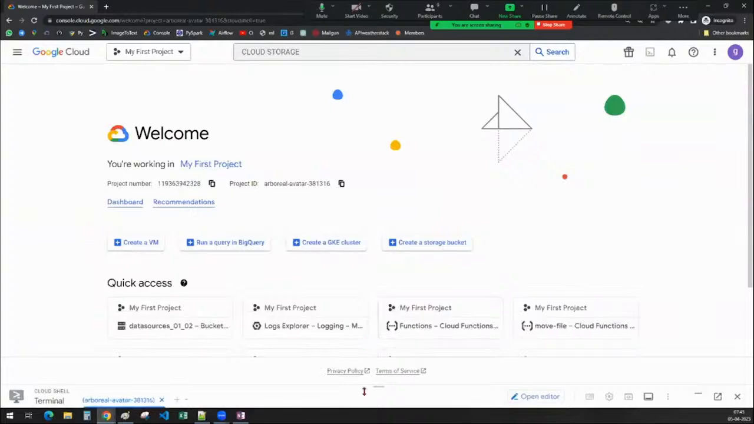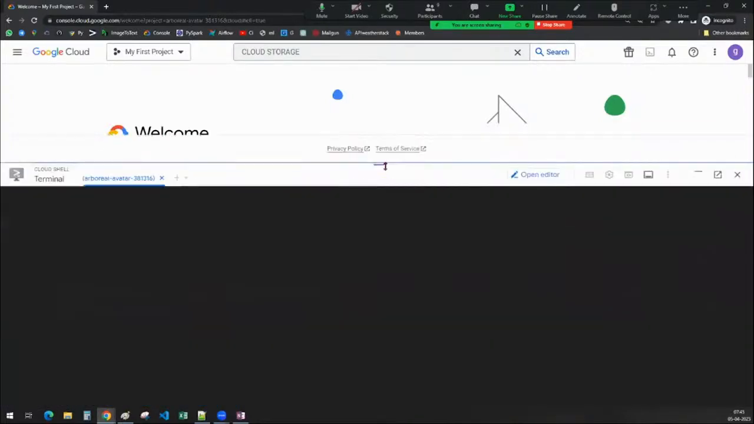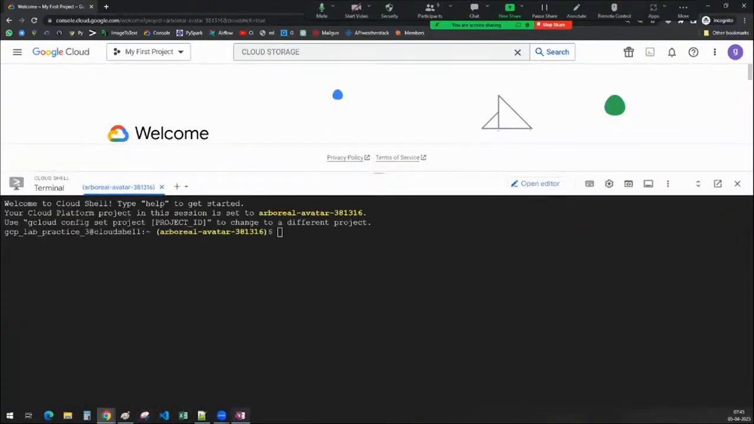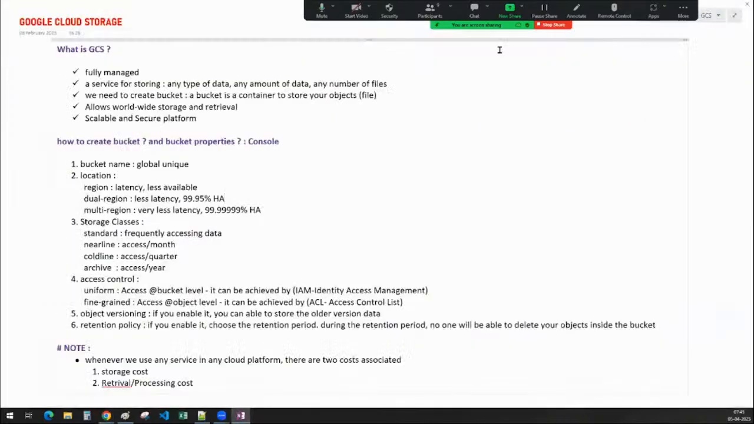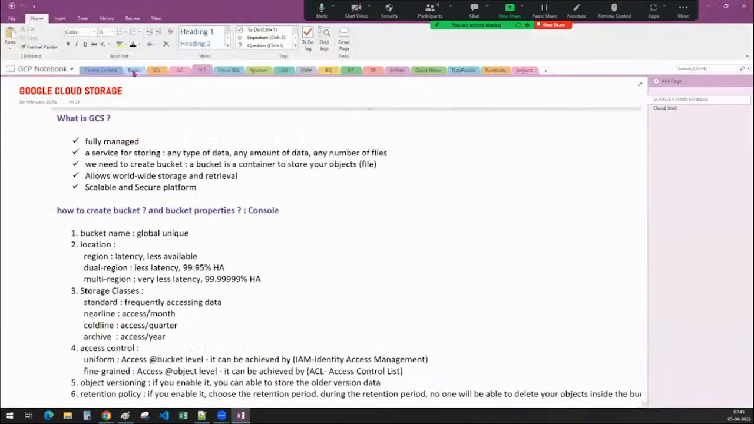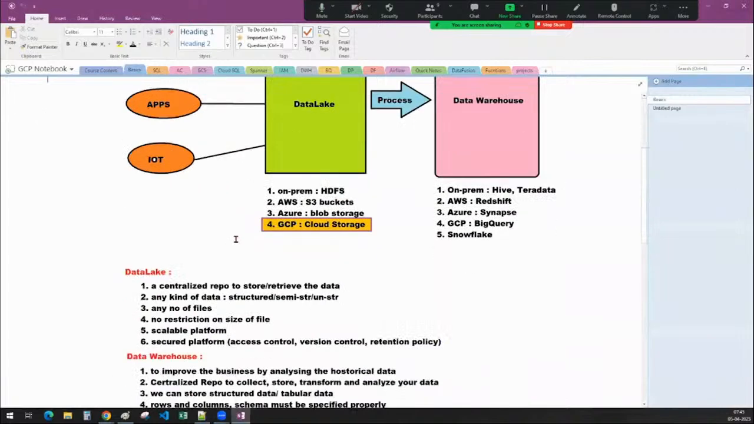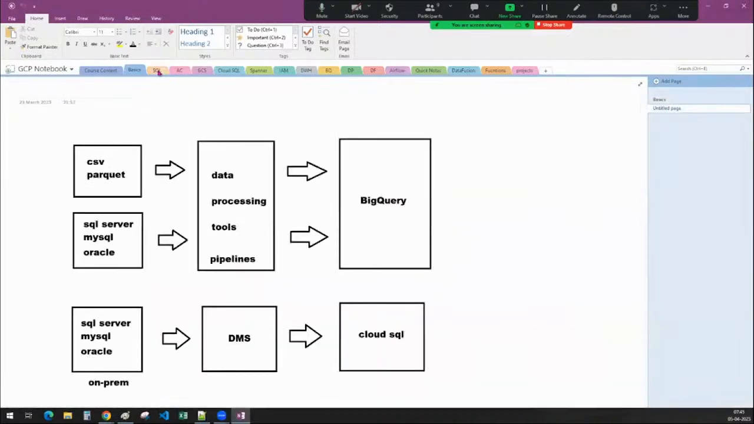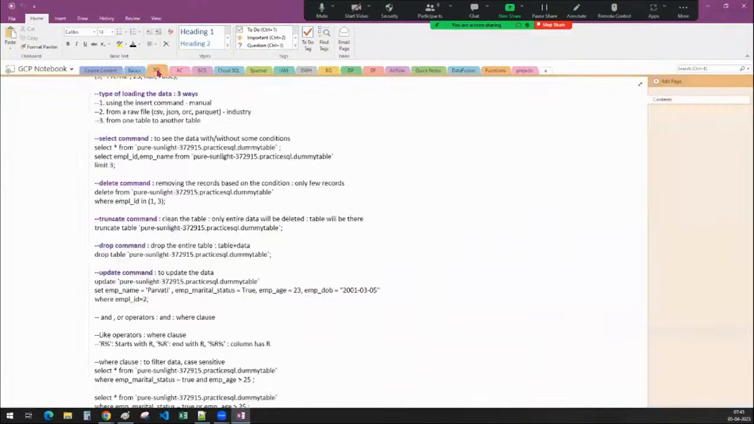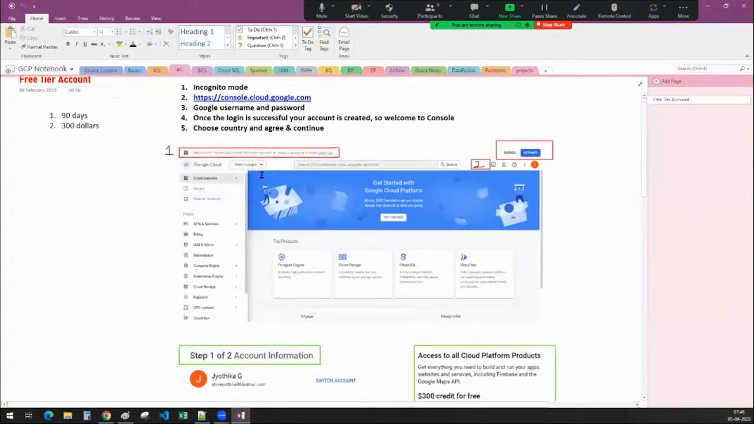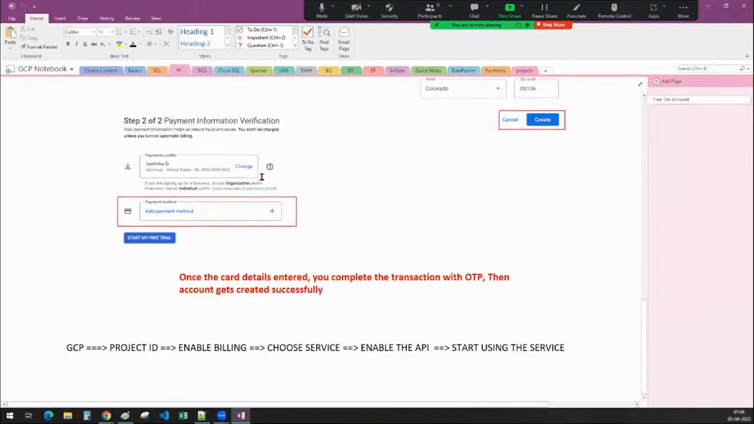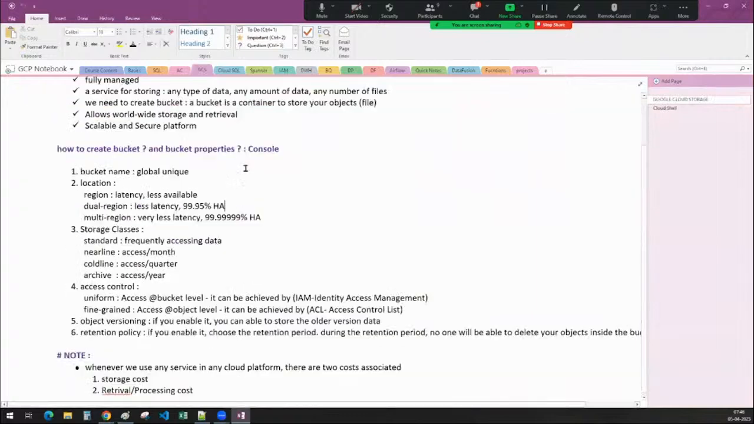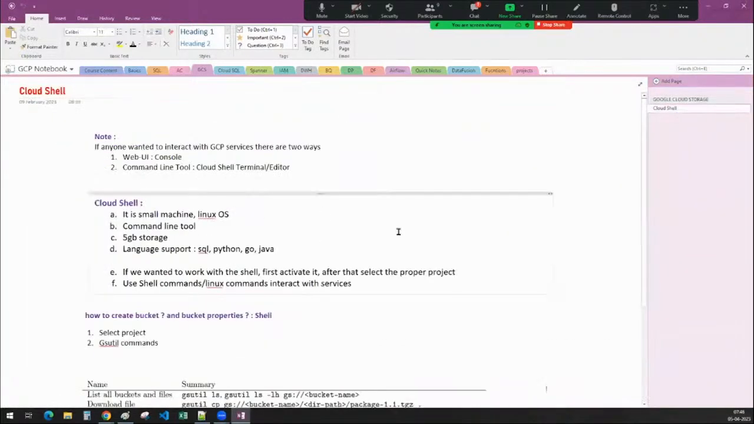And I want you to understand what a Cloud Shell is also now. Okay, do I have the Cloud Shell information somewhere? No. No. Yeah, here it is. Yes.